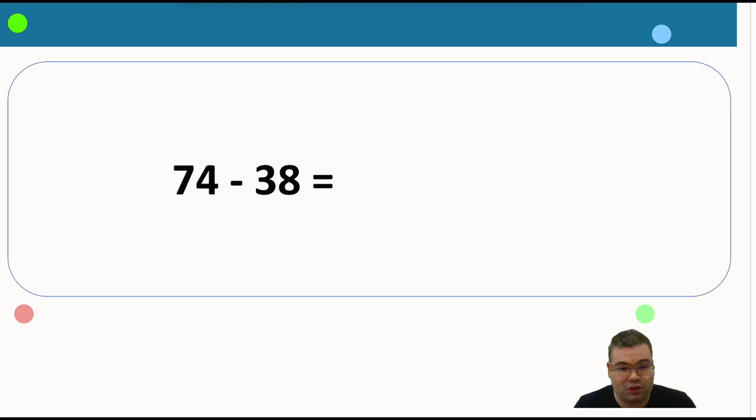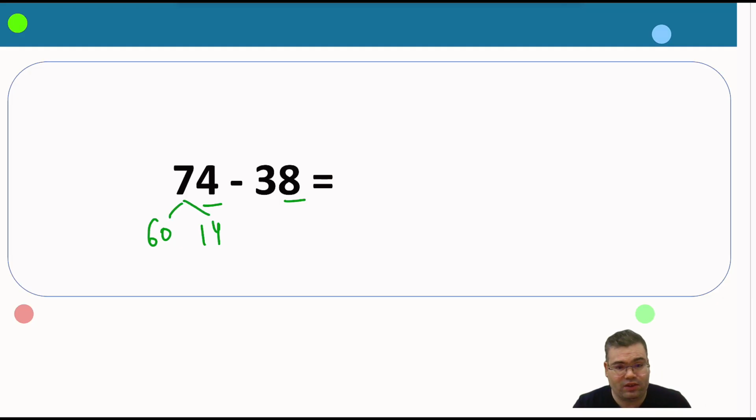So this is the next question. 74 take away 38. Here we can see 4 is less than 8, so we can't subtract straight away like that. In previous questions we just broke it as 70 plus 4. Okay, now there is a slight change: instead of 70 plus 4 we will write it as 60 plus 14, right? This is also the same thing.